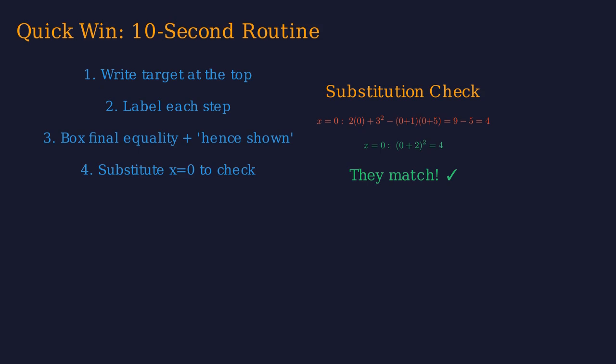4. Substitute one easy value into both sides. For our example, use x = 0. Left-hand side, (2 × 0 + 3)² − (0 + 1)(0 + 5) = 9 − 5 = 4. Right-hand side, (0 + 2)² = 4. They match. Quick sanity check done. That substitution trick takes 10 seconds and catches sign errors or missing constants in most show that problems.